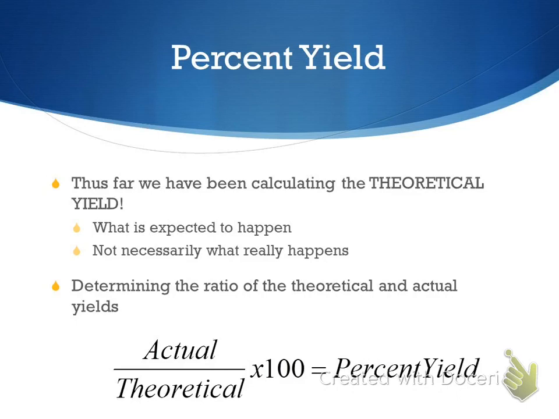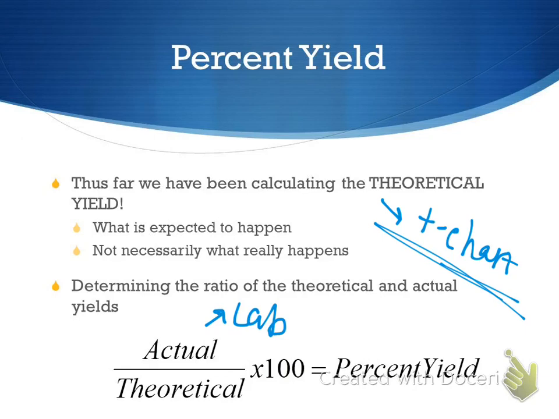What we do to find our percent yield, or find how much percent was actually yielded, depends on this equation down here. The actual amount, which has to come from the lab. So this is only given from a real lab scenario, divided by our theoretical yield times 100 gives us the percent yield. Okay? And so theoretical yield always comes from our T-chart.